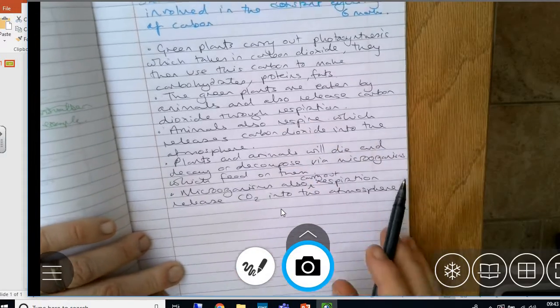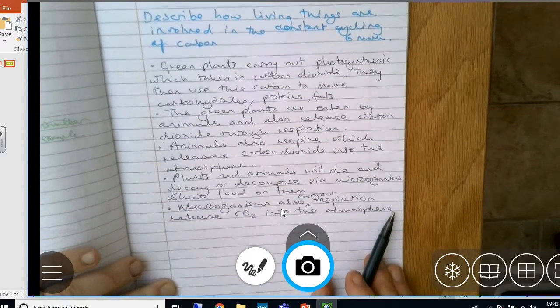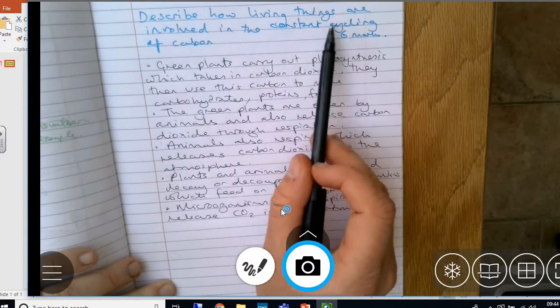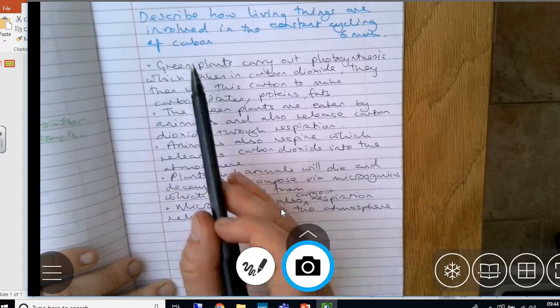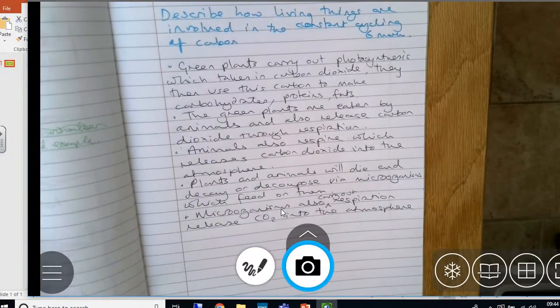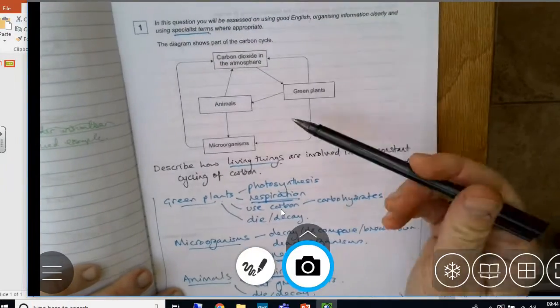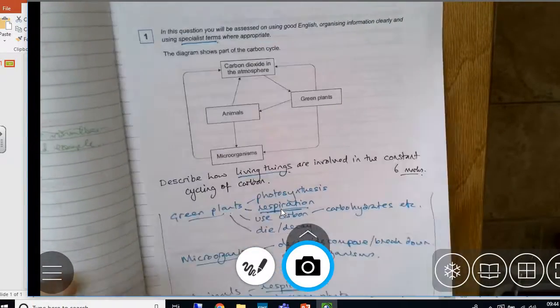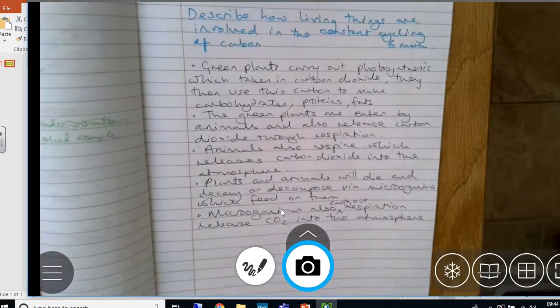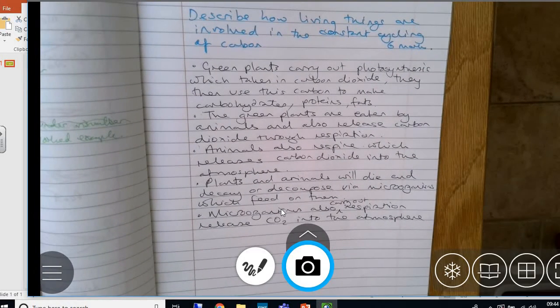all of the information that I need there for my 6-mark answer. I've covered how living things are involved in the constant cycling of carbon from that diagram, and I have used all of the information that I've taken from my notes. So what I'd like you to do is go and have a look at the answer that you've put together, mark it. If you're not sure about anything, by all means let me know, but hopefully you should be able to give yourself a mark out of 6 for that answer.